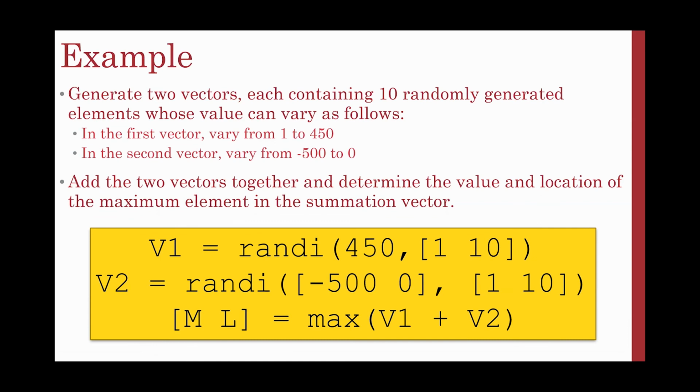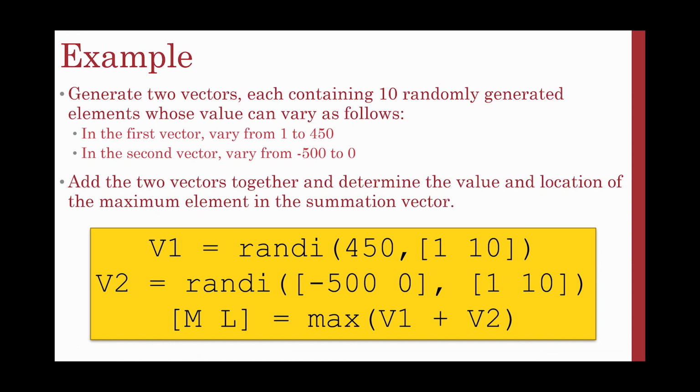So first we have to define our variable v1. To define that, we would use randi with 450 as our max. We don't have to define a minimum because it defaultly starts at 1. And for v2, we want it to go from minus 500 to 0. So the first input is the range that we want, and then it is our steps.